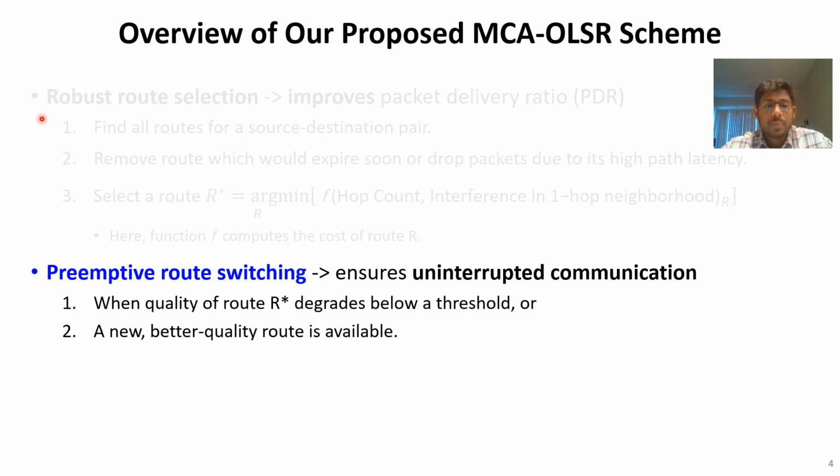The second feature is preemptive route switching, which addresses the changes in the network topology or traffic and ensures uninterrupted communication. Whenever the route quality of the currently used route R star degrades below a threshold or a new better quality route becomes available, we switch to a new route.